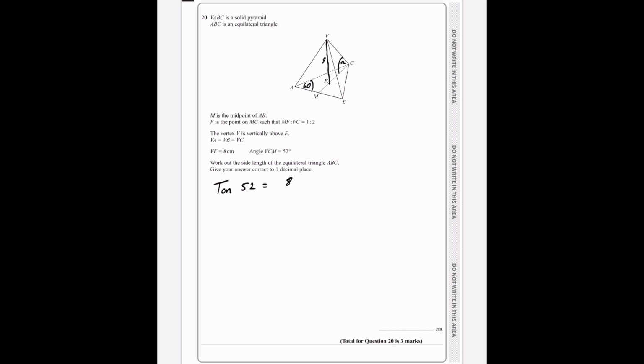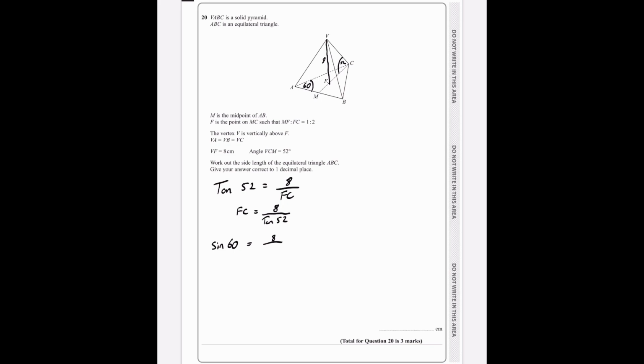Okay, so tan of 52 will be the opposite over the adjacent, so it will be equal to 8 over FC. Rearrange that and we can find FC. I'm not going to calculate it, I'm going to leave it as an exact answer. If you have calculated it, that's absolutely fine.